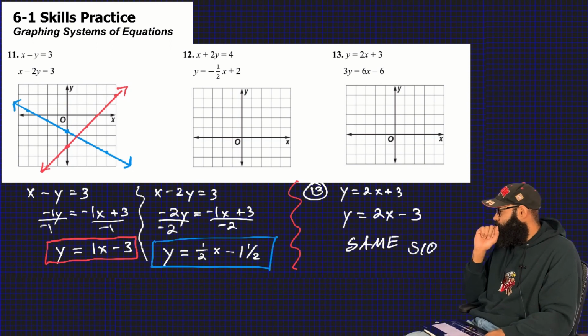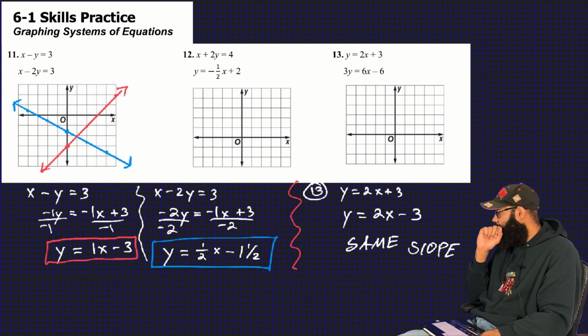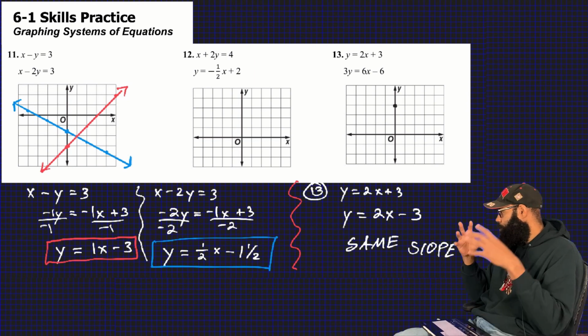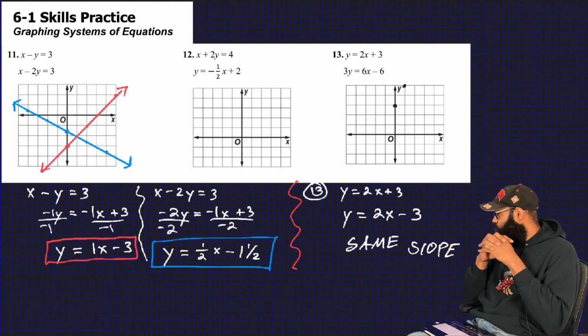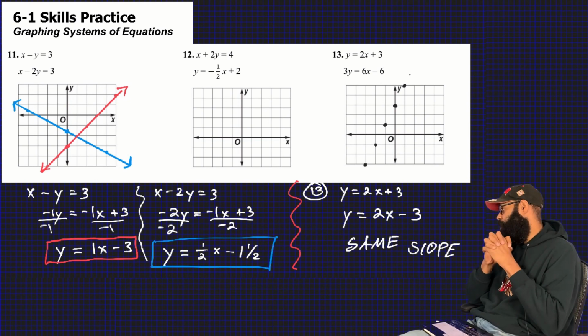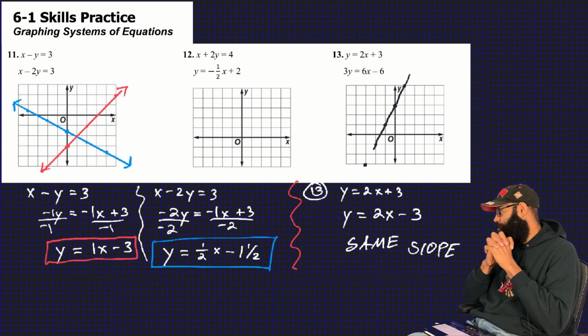13. Wait, 13. I thought we were on 12. I was like, I skipped 12. So here we go. 13. y is equal to 2x plus 3. Boom. And then y is equal to 2x minus 3. You guys know where that one came from, right? Well, I'll tell you.